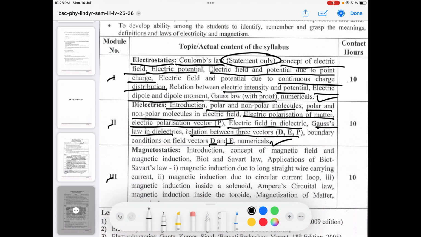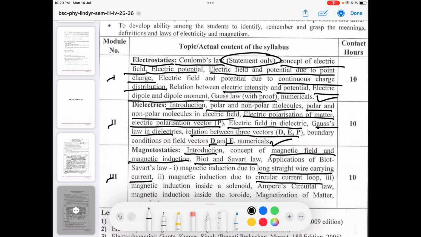And the third one is magnetostatics. In this we have to see the introduction, that is, what is meant by magnetostatics. Then the concept of magnetic field and magnetic induction. Then we have to see a famous law in magnetostatics, that is, Biot-Savart law. Then we have to apply this law to find the magnetic field due to a long straight wire carrying current and a circular current loop.